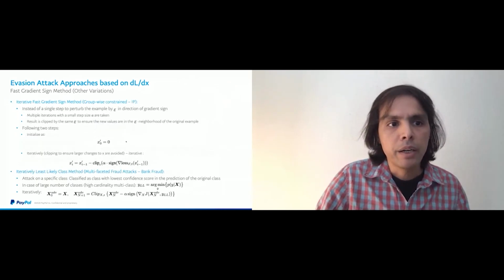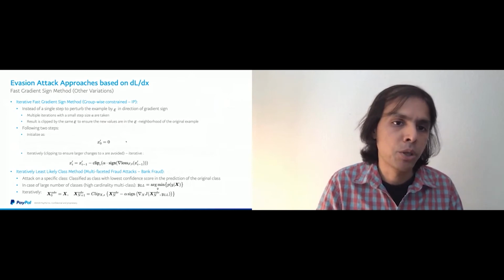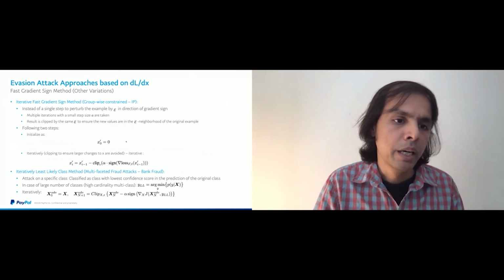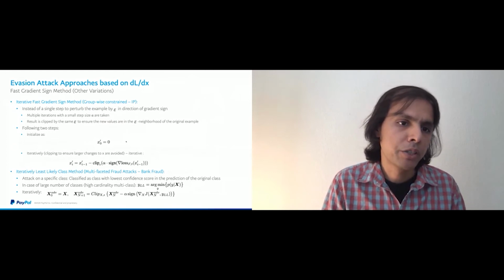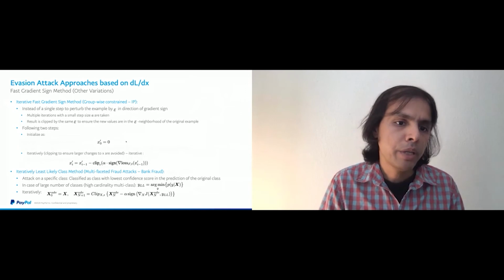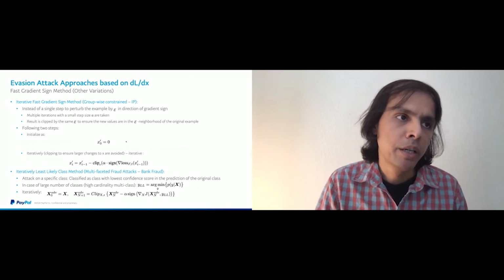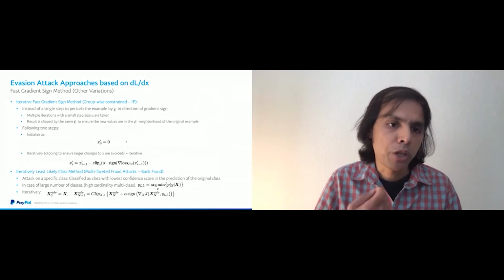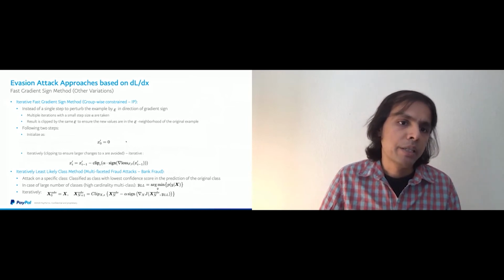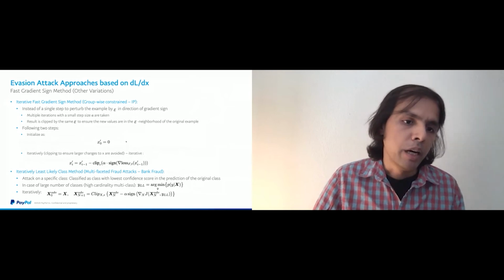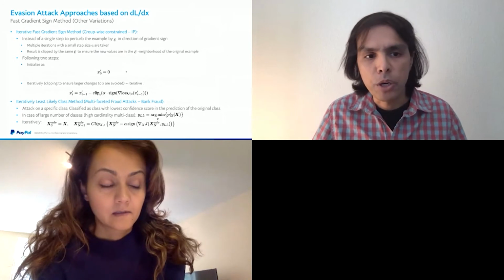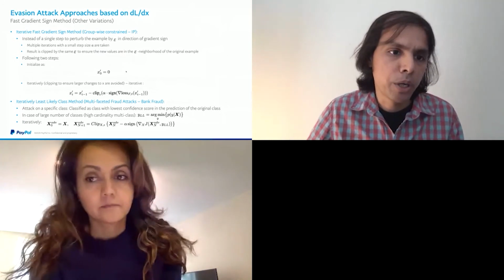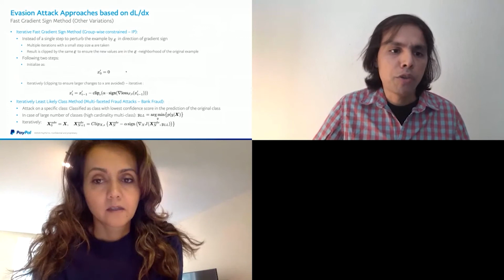Now, when you look at evasion attack-based methods based on derivatives, or dL by dx, there are two other variations of it that we also use. The first one is the iterative fast gradient sign method. A quick way to develop some intuition about it is, while the fast gradient sign method comes up with the perturbation in one shot, the iterative method does that iteratively, so you don't get to what could potentially be a premature perturbation. You systematically look for the perturbation as a search problem.